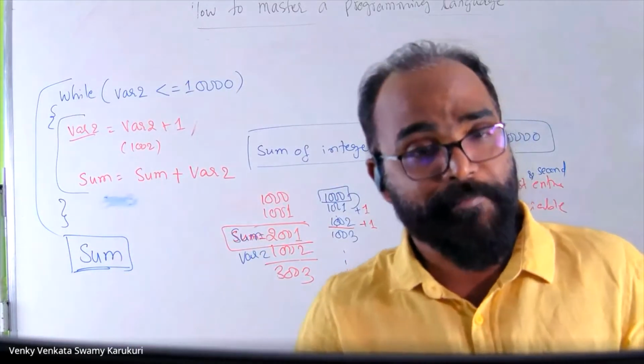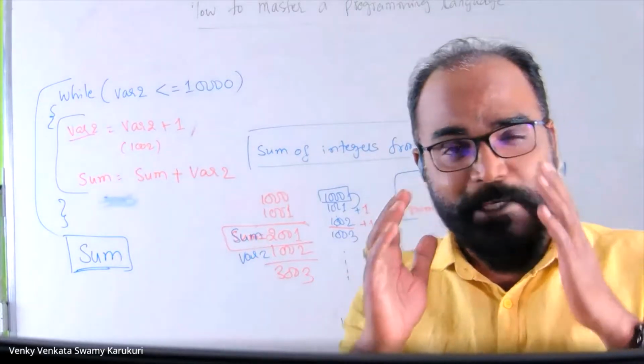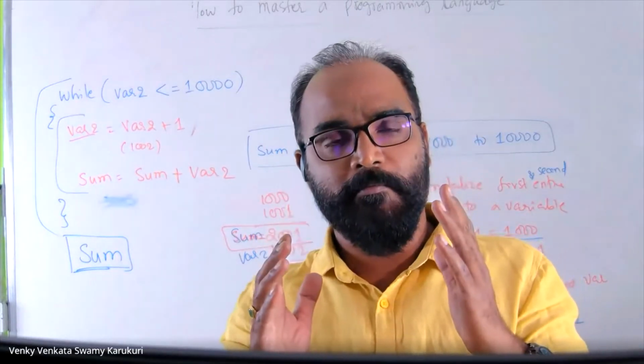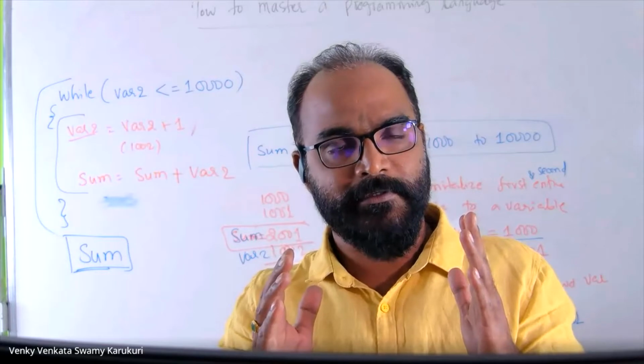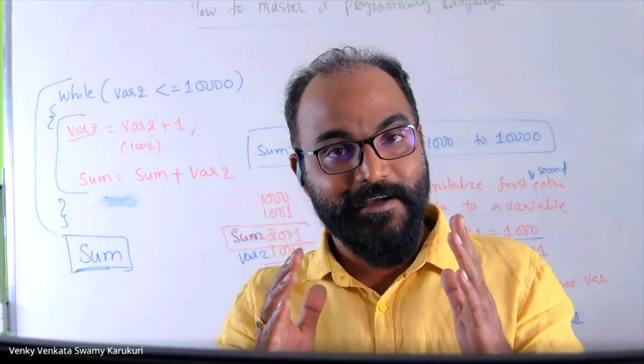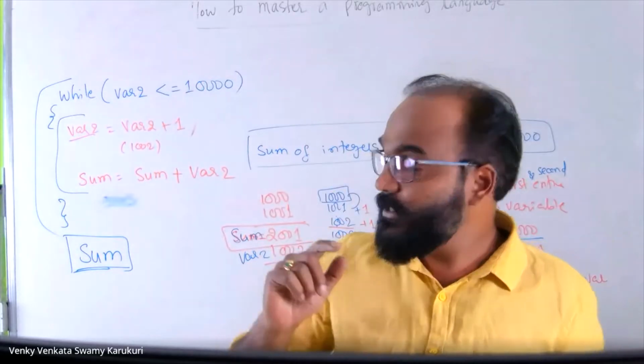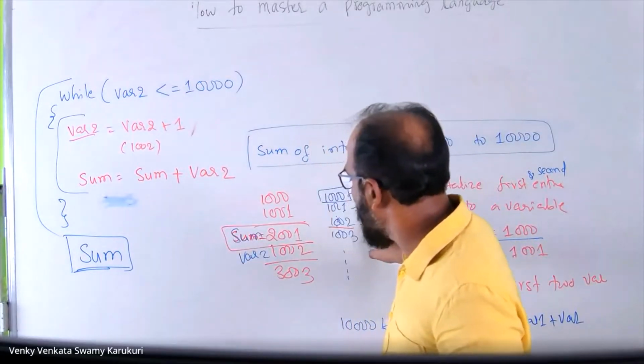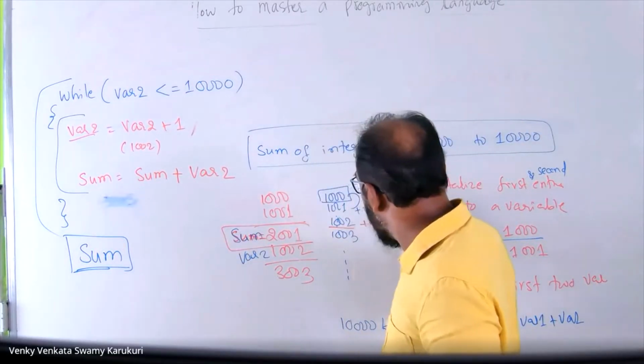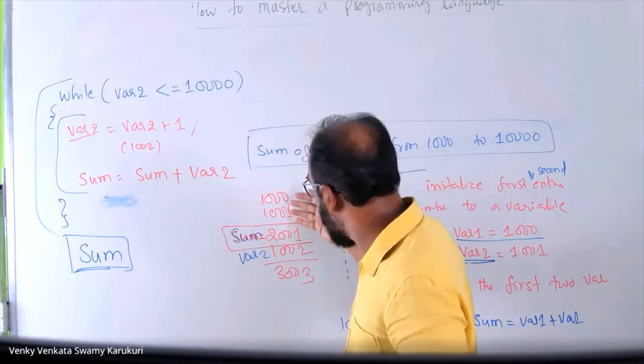Are you able to follow me? Because this is the key point. Such a simple problem, adding numbers. How do you translate that? First, how do you solve it on paper? What is your logic? Adding 1 is my logic, and then adding that number to the previous sum. That is the logic.